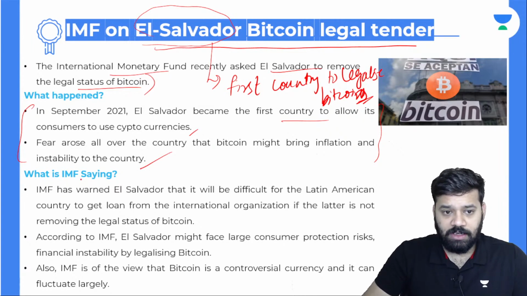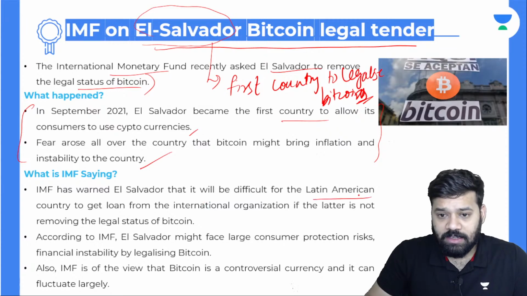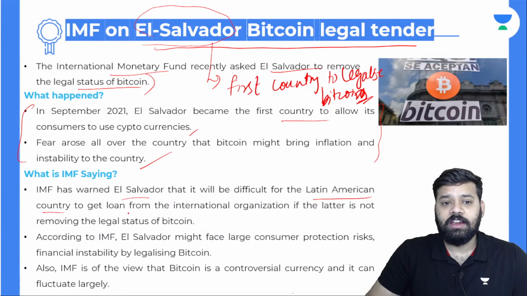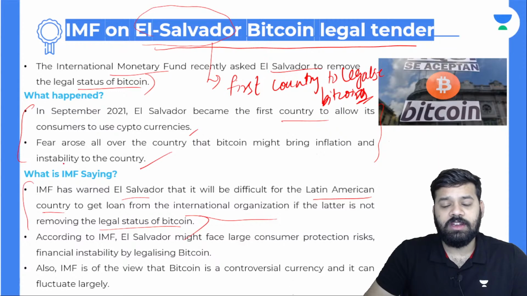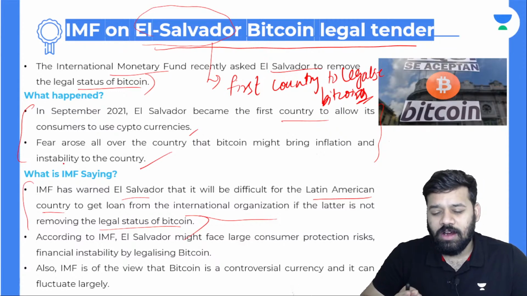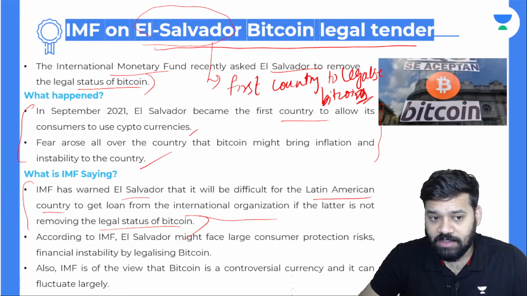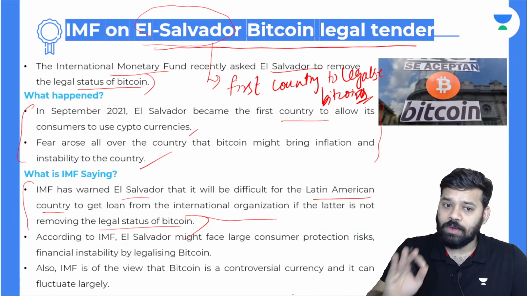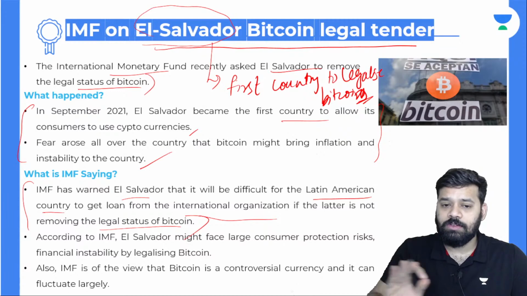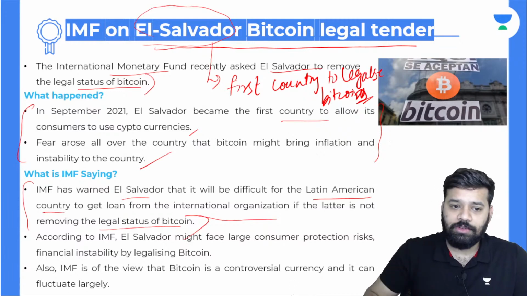And what is the IMF saying? IMF has warned El Salvador, a Latin American country, that it will be difficult to get loans from international organizations if it does not remove the legal status of Bitcoin. If El Salvador does not remove this legal status, the IMF is saying that we will not provide loans to El Salvador from any international organization.